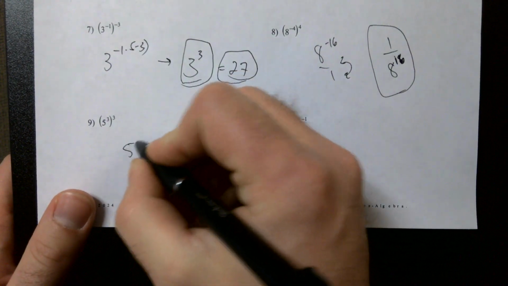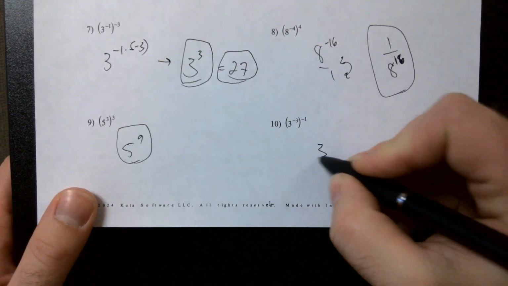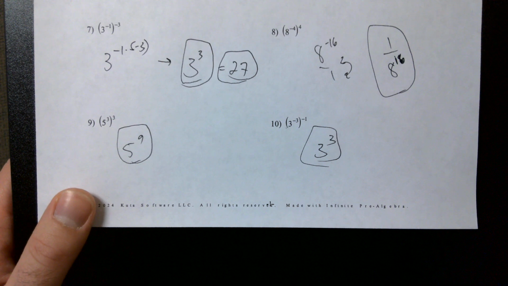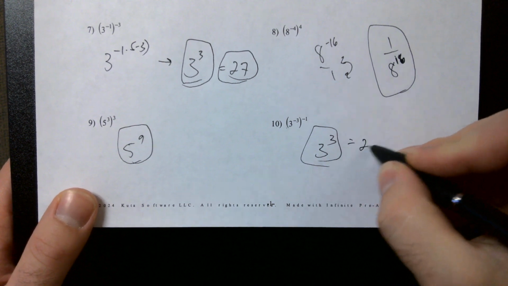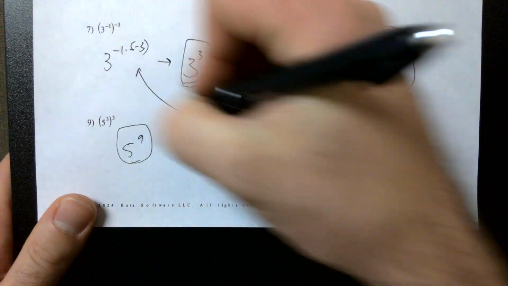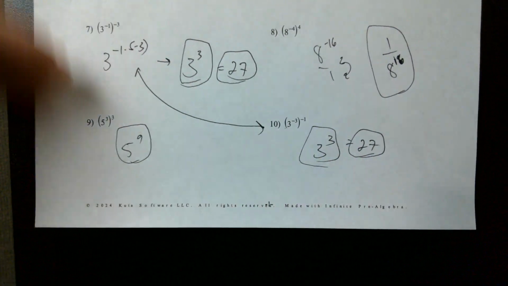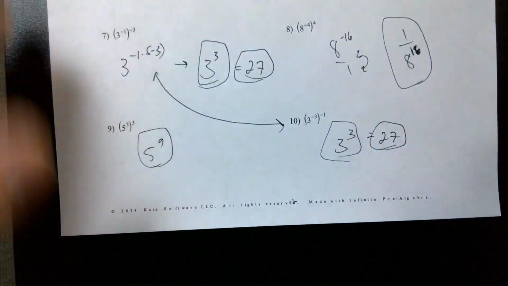For number 9, we get 5 to the 9th. And number 10, we get 3. Again, those double negatives cancel. And we get 3 to the 3rd, or 27. And what you'll notice is number 7 and number 10 are basically the exact same problem, except our inner exponent and our outer exponent get flipped around. But still, because we're multiplying, we end up with the same thing, right? Any questions on the front here? Anybody get all those right? Very nice. To the back we go then, very quickly.